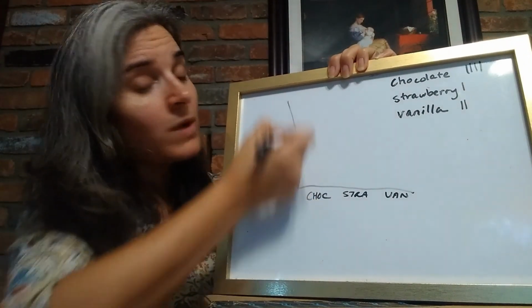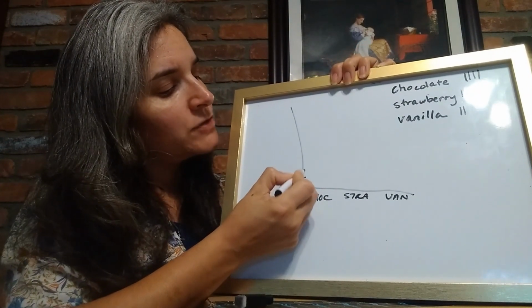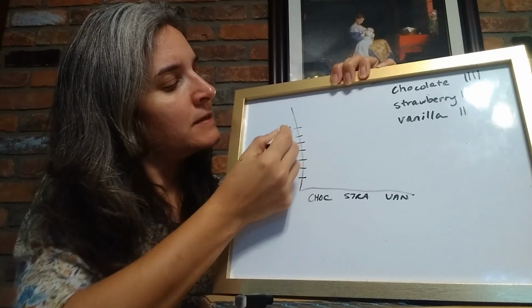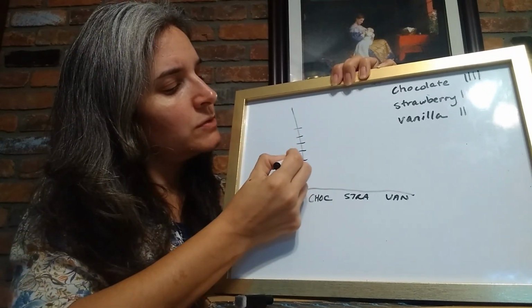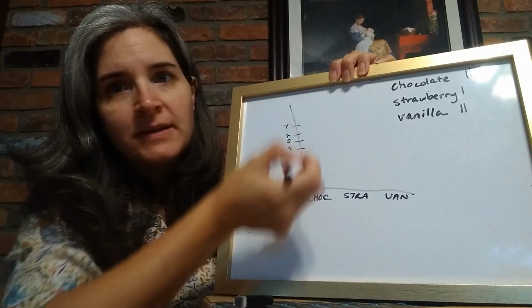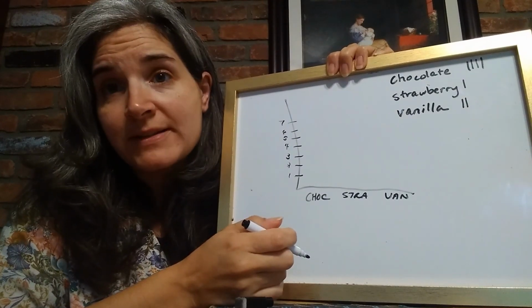And then along our y-axis, we're going to have the number of people. So I'm going to try to make them evenly spaced. I have 1, 2, 3, 4, 5, 6, 7. This can go as long as it needs to.